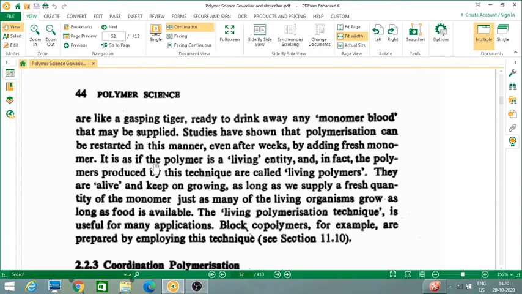It is as if the polymer is a living entity, and in fact, the polymers produced by these techniques are called living polymers. They are alive and they keep on growing as long as we supply fresh quantities of monomer, just as many living organisms grow as long as food is available. The living polymerization technique is useful for many applications. Block copolymers, for example, are prepared by employing this technique.